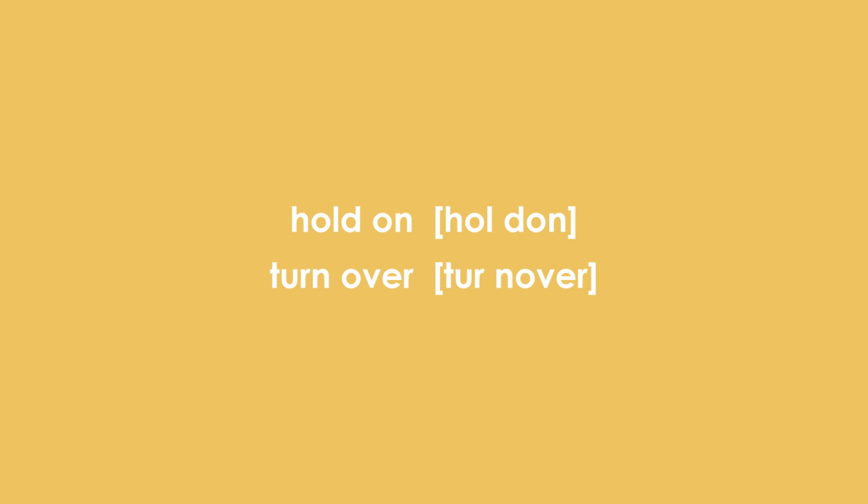The second one is turn over. All right? Let's go over the way that you connect it. Turn over. So the N moves over to the O. Okay? This is how you would connect it with fluency. Right. Let's go to connection number 2.